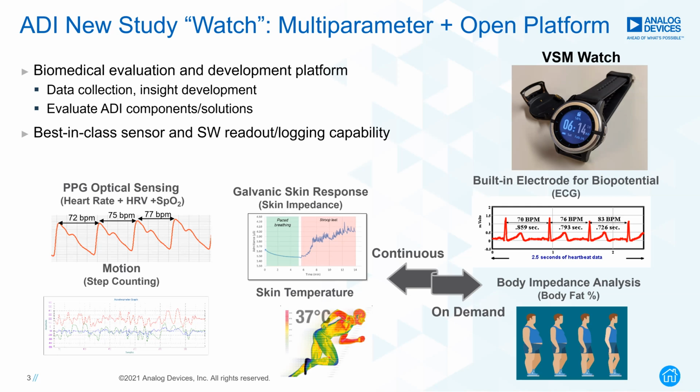The accelerometer is used for two aspects. One is, obviously, motion detection and step counting, and also to remove artifacts when the person who is wearing the sensor is moving, so the heart rate should come out accurately. So the accelerometer is used for that purpose as well.